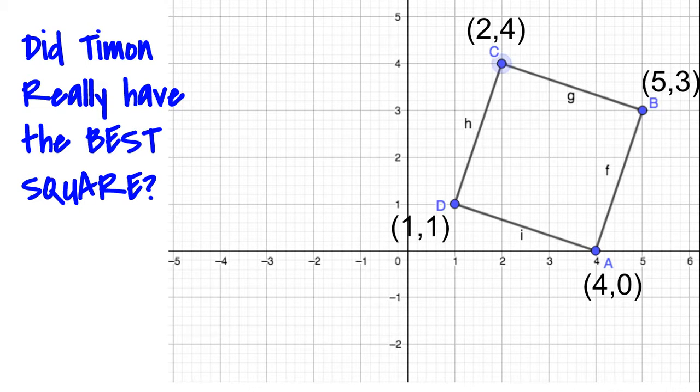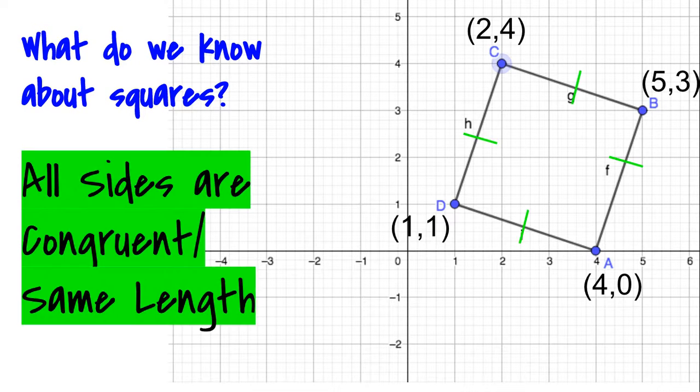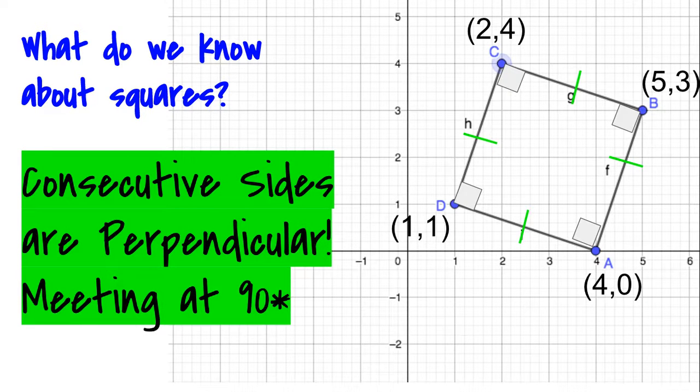Here's his square set on the coordinate plane. What do we know about squares? We know that all four sides are congruent, or they're the same length. We also know that consecutive sides are perpendicular, meaning they meet at a 90-degree angle. Consecutive sides are the sides that are next to each other. Perpendicular means they meet at this 90-degree angle.